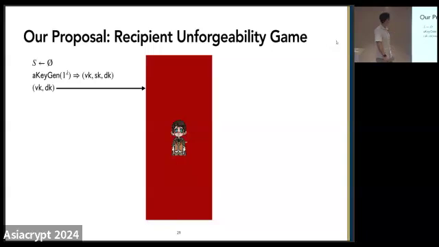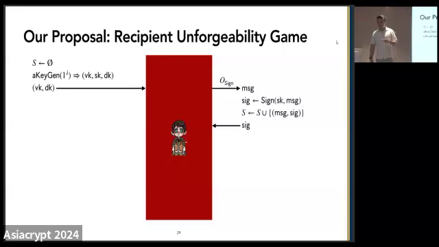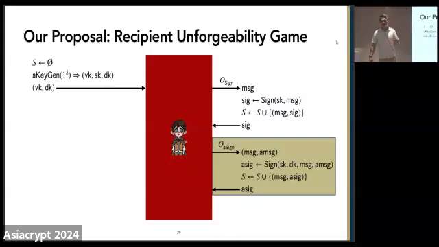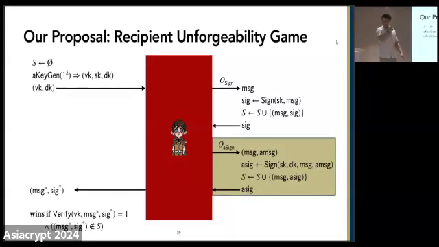Again, in this game, we generate our anamorphic keys and give the verification and double keys to the recipient. And we also give them, again, access to the signing oracle. But this time, importantly, we give them access to an anamorphic signing oracle as well. And this represents anamorphic signatures flowing through the network to the recipient. And then finally, the recipient wants to forge a signature.